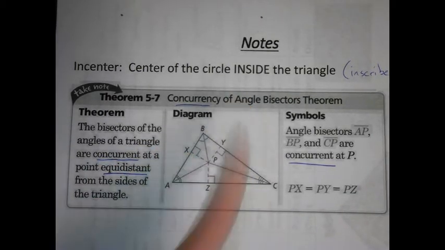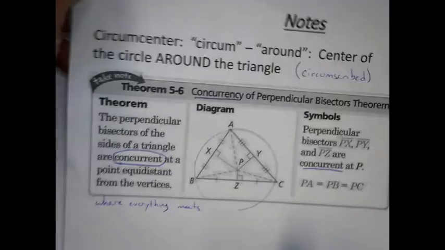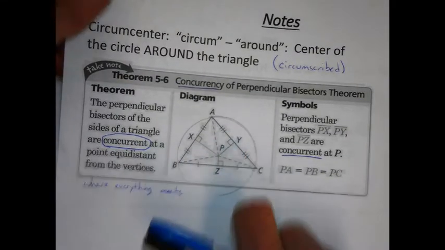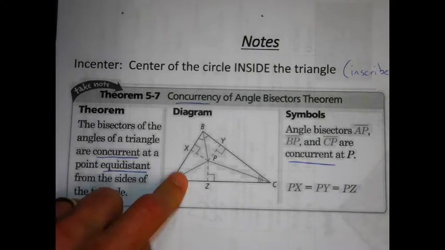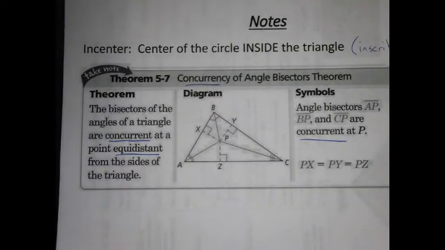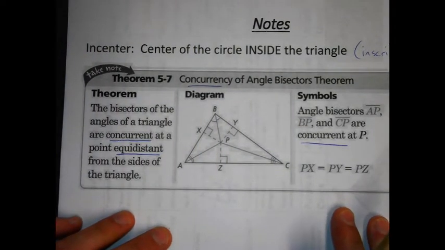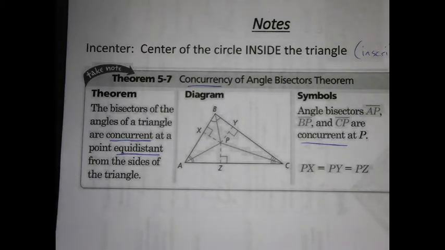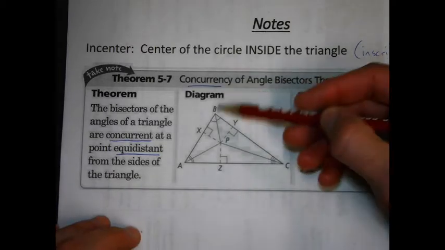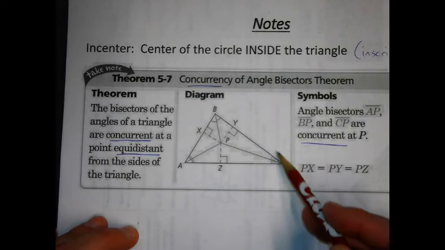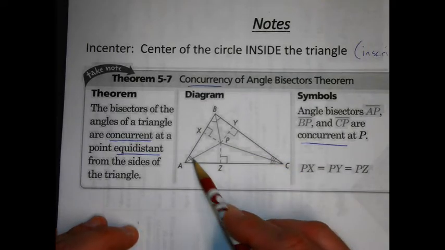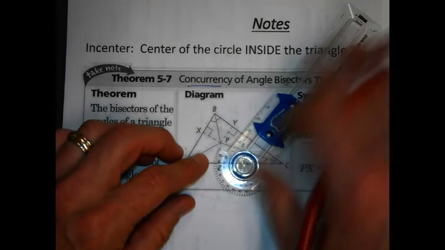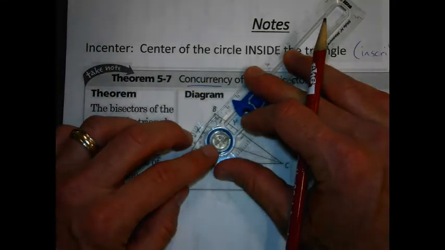Notice previously we had perpendicular bisectors. Well, now if we bisect the angles, where those rays meet, that point of concurrency, where everything meets, that is the incenter, the center of the circle inside. And again, a proof: if we have all of these angle bisectors, cutting angle B, angle A, and angle C, bisected, bisected, bisected, where they all meet is point P. And they are equidistant from the edges.